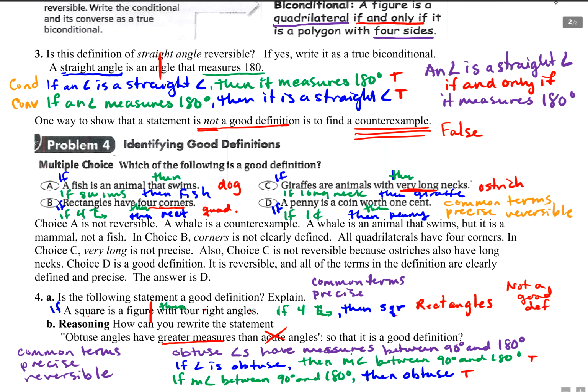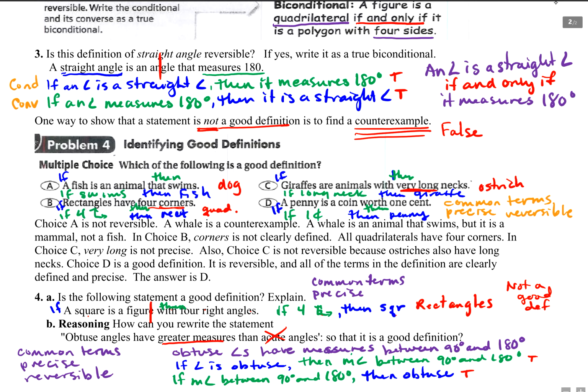First, does this use common terms? Yes, common terms. Is it precise? Yeah, 4 right angles. That's pretty precise. We could go with that. But it's not reversible. So it's not a good definition. Even if it uses common terms and it's precise, still not a good definition because we can't write it as a biconditional.